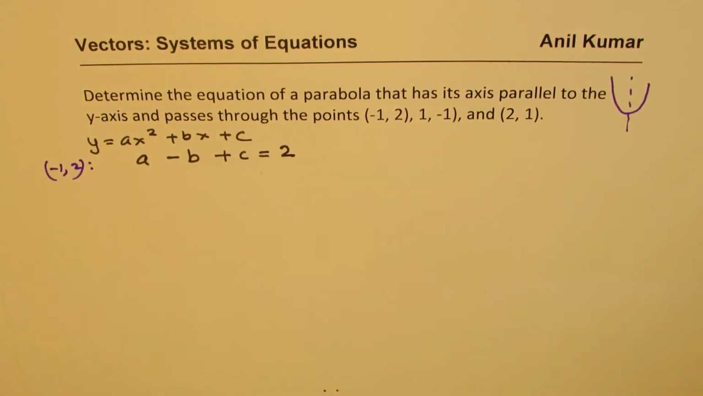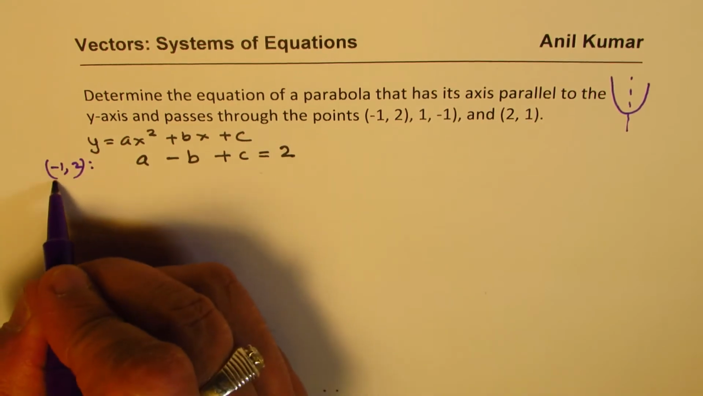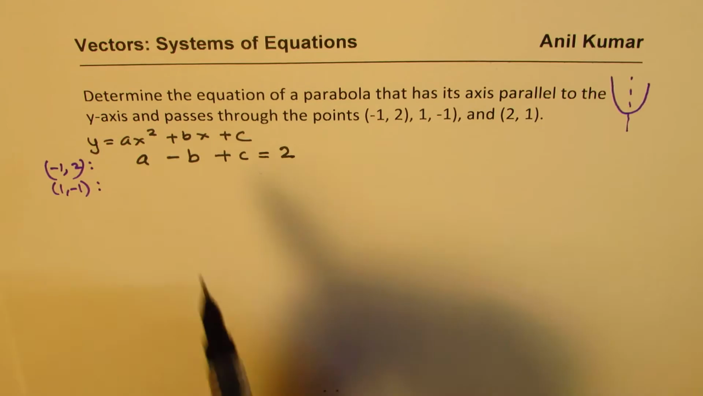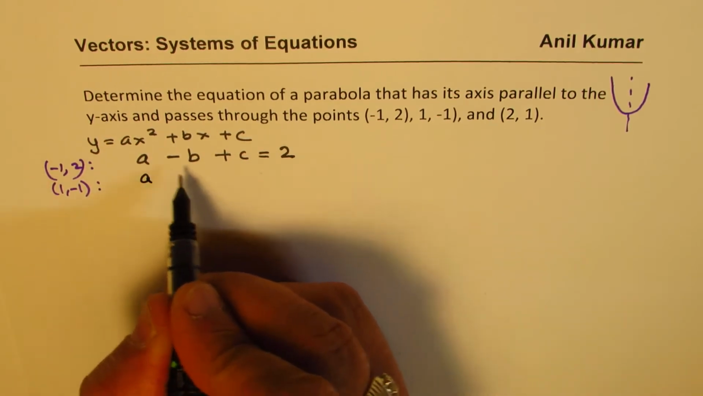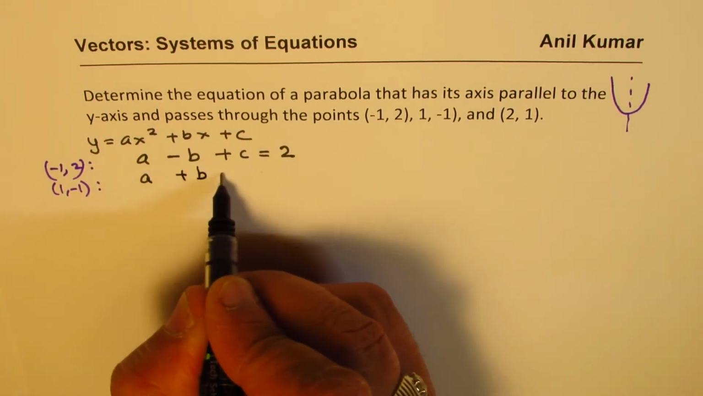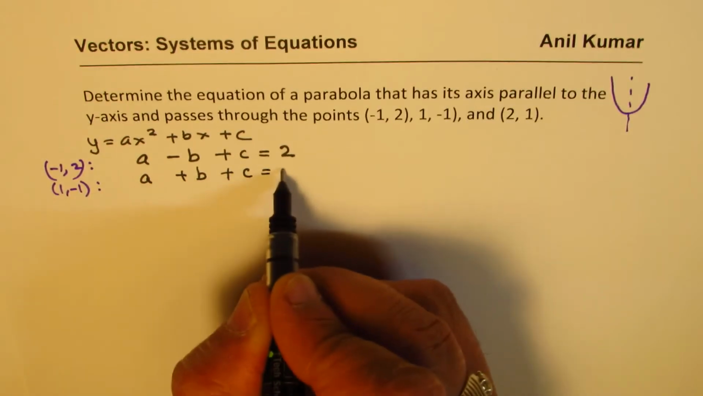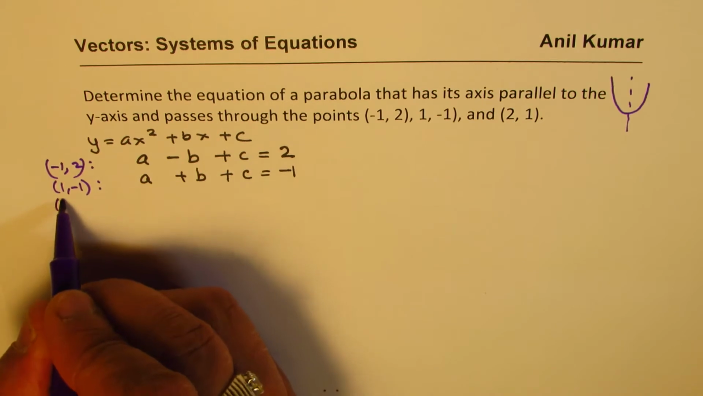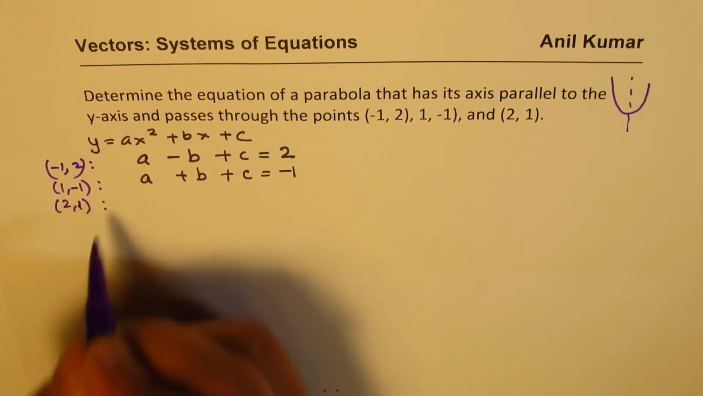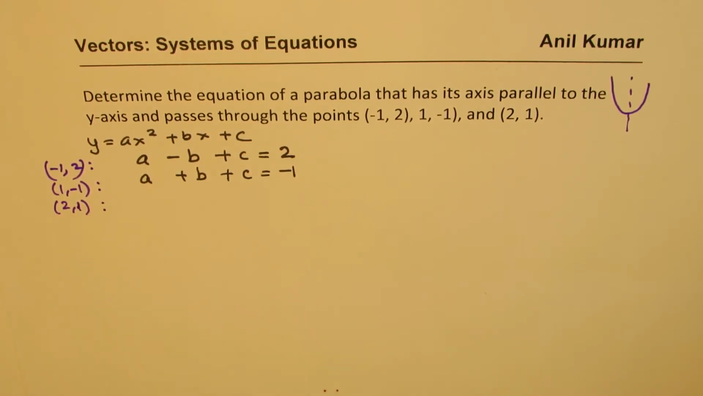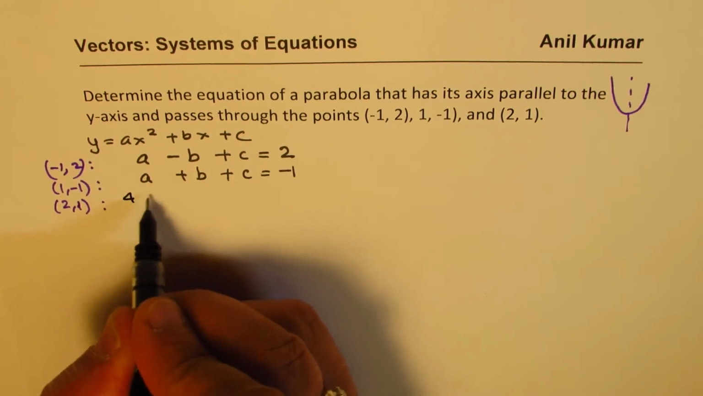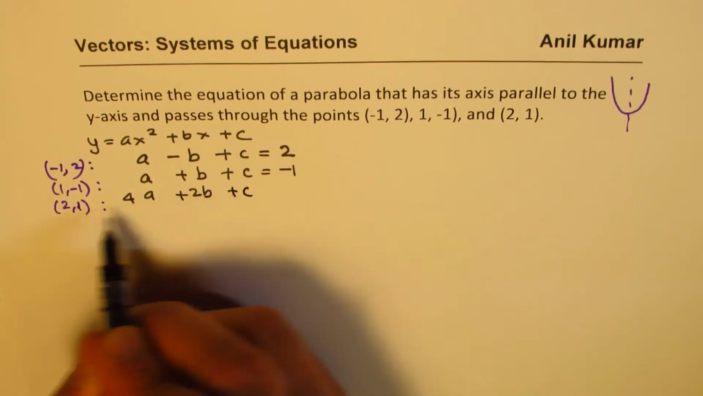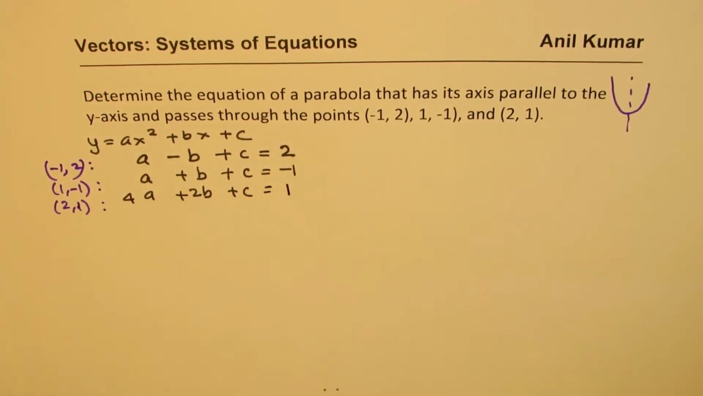The second point for us is (1, -1). So let's now substitute (1, -1) and see what we get. 1 will give us positive a, positive b, this will remain as c, and -1 on the right side. The third point is (2, 1). With 2, 2 squared is 4, so we get 4a plus 2b plus c, and the y value is 1 for us.